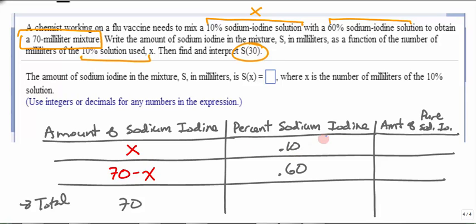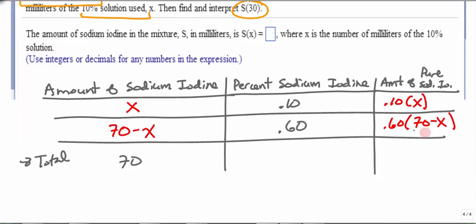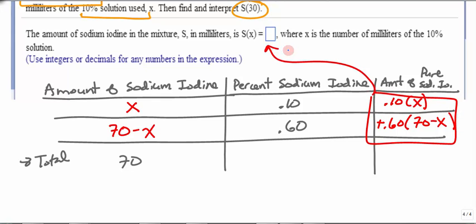Now the amount of pure sodium iodine would be 10% of the total amount of solution. Over here this would be 60% of the total amount of solution. Now it says the amount of sodium iodine in the mixture then would be these two added together. So if I take and add these, that's what will go in this space here. So I have 10% X plus 60% of 70 minus X. And that's equal to the amount, cap S of X, that they're looking for up here.